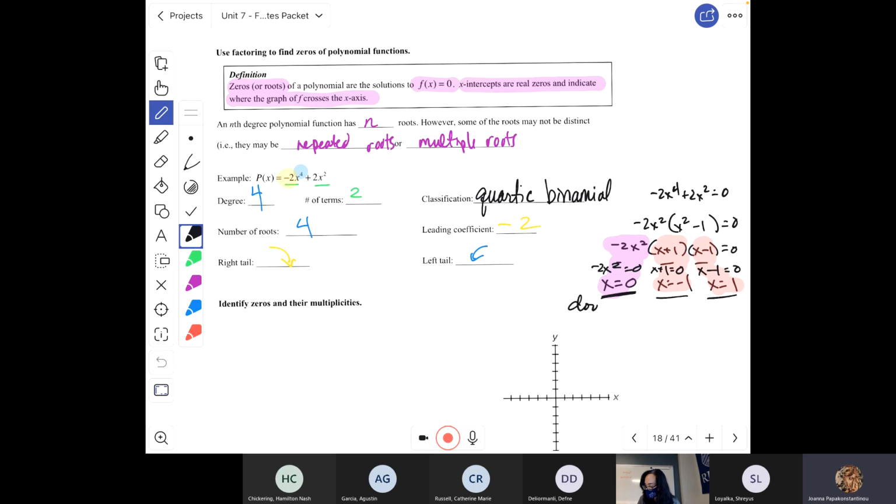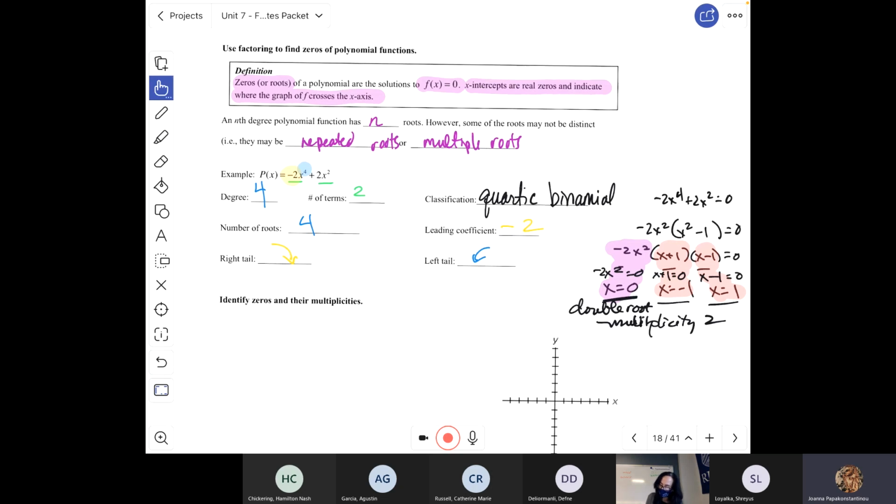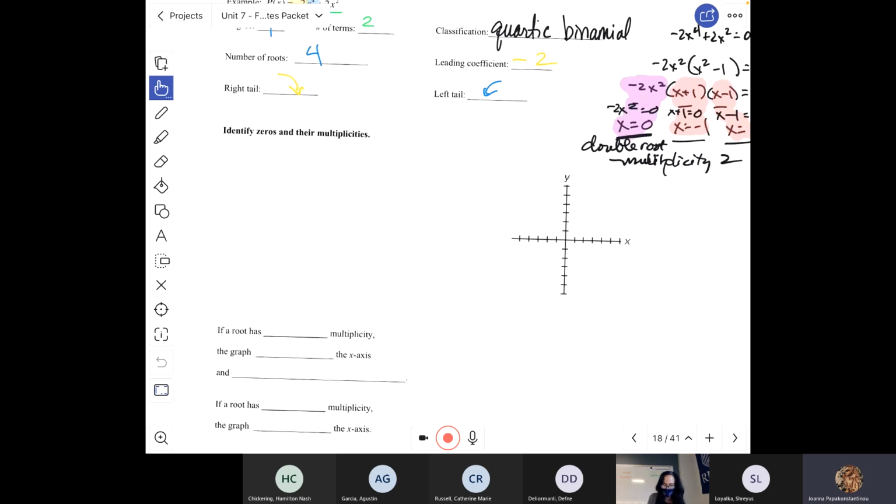This would be a double root. And the multiplicity would, well, we know it's 2. Multiplicity 2. It's a repeated root, right? How would it touch, like, multiple times? How would it touch? Well, we're not quite there yet. We're going to talk about graphing in a minute. So let's talk about identifying zeros and their multiplicities.